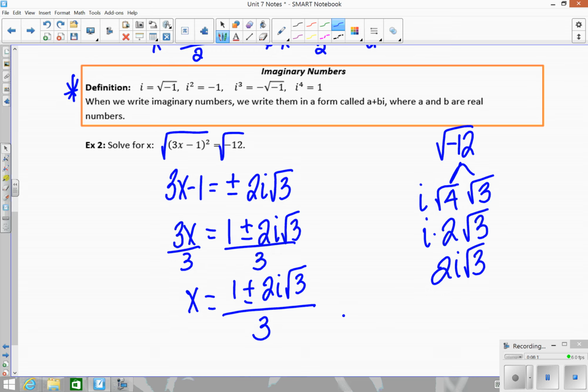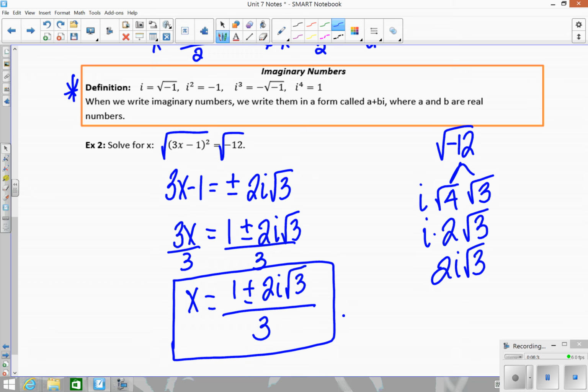Now, unlike the last example, I'm not going to break this up into two separate parts, because looking at it, 1 plus 2i radical 3, I can't combine those, so I'm not going to be able to simplify it any further. So I'm just going to leave my answer with a plus or minus in it, just like that.